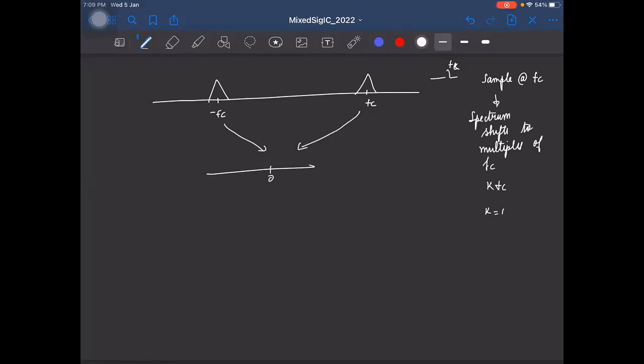Okay. So well, now let us say you sample it at FC by 2. So what will happen? The spectrum shifts to multiples of FC by 2. So we'll have these shifts happening around k FC by 2, right? Well, now for k equal to 2, what will happen? We'll have the same thing, right? The spectrum will shift by an amount FC. So let's draw the complete spectrum.